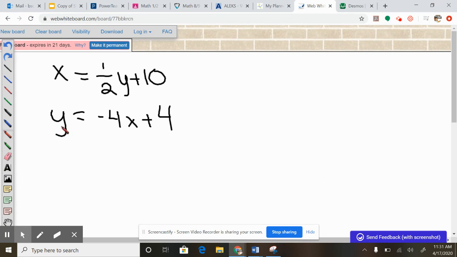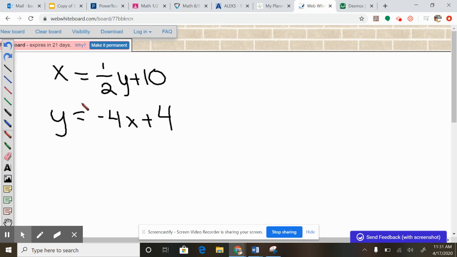For example, in this problem, the bottom equation is in slope-intercept form, y equals mx plus b, but the top equation is not in slope-intercept form, and that's okay. It doesn't have to be in slope-intercept form. What really has to happen is I need a variable. I really only need one, but I need a variable all alone.